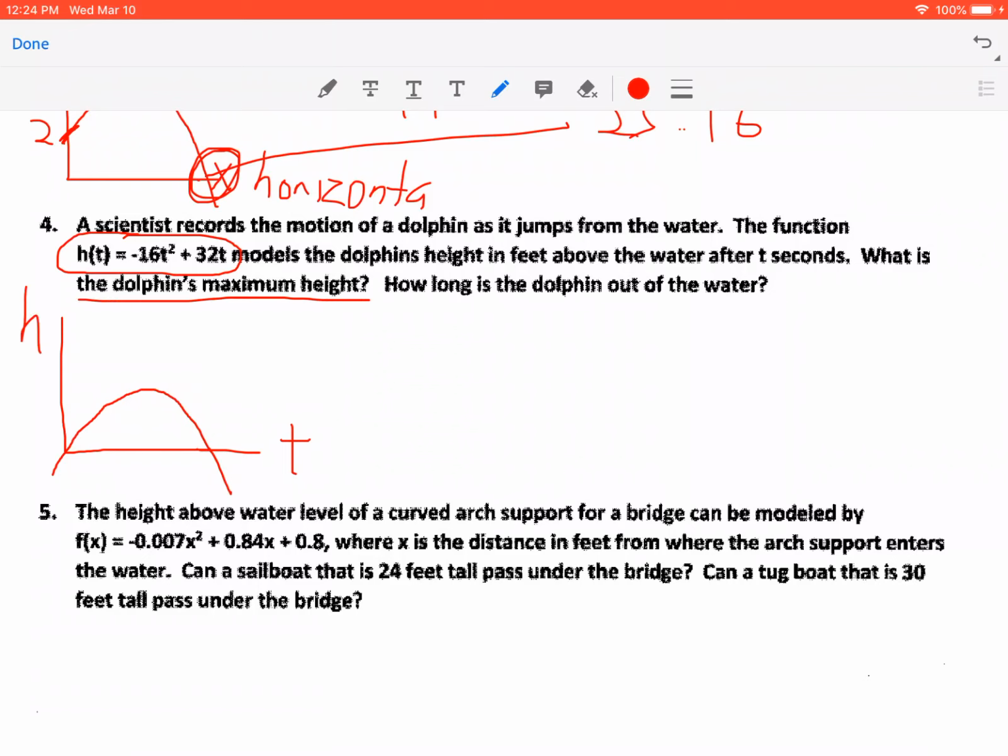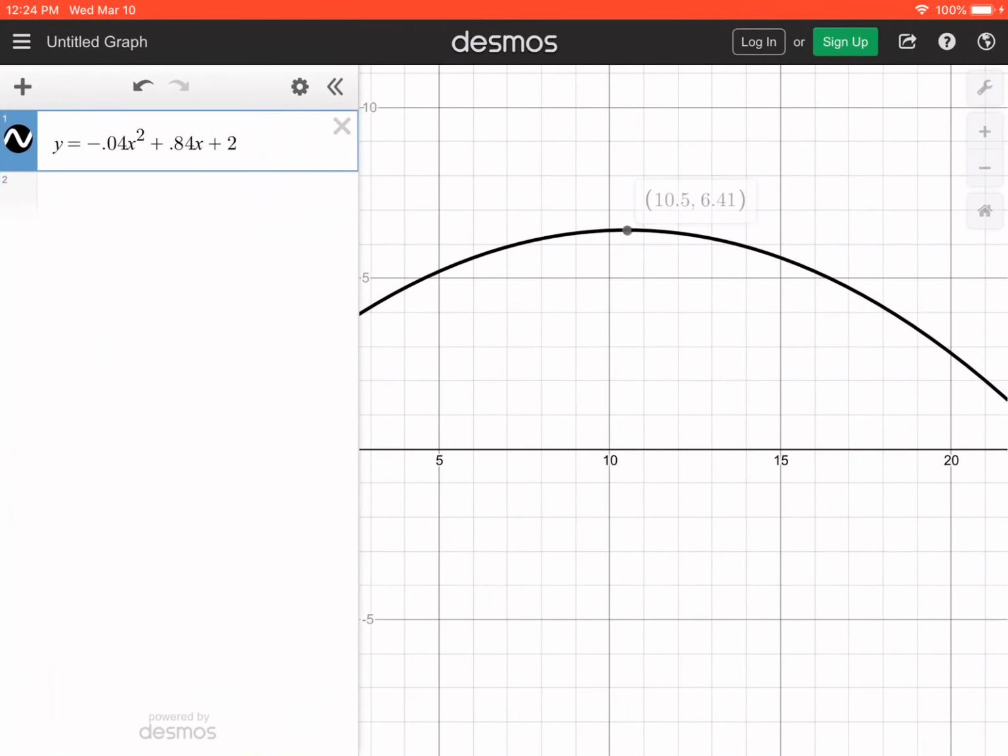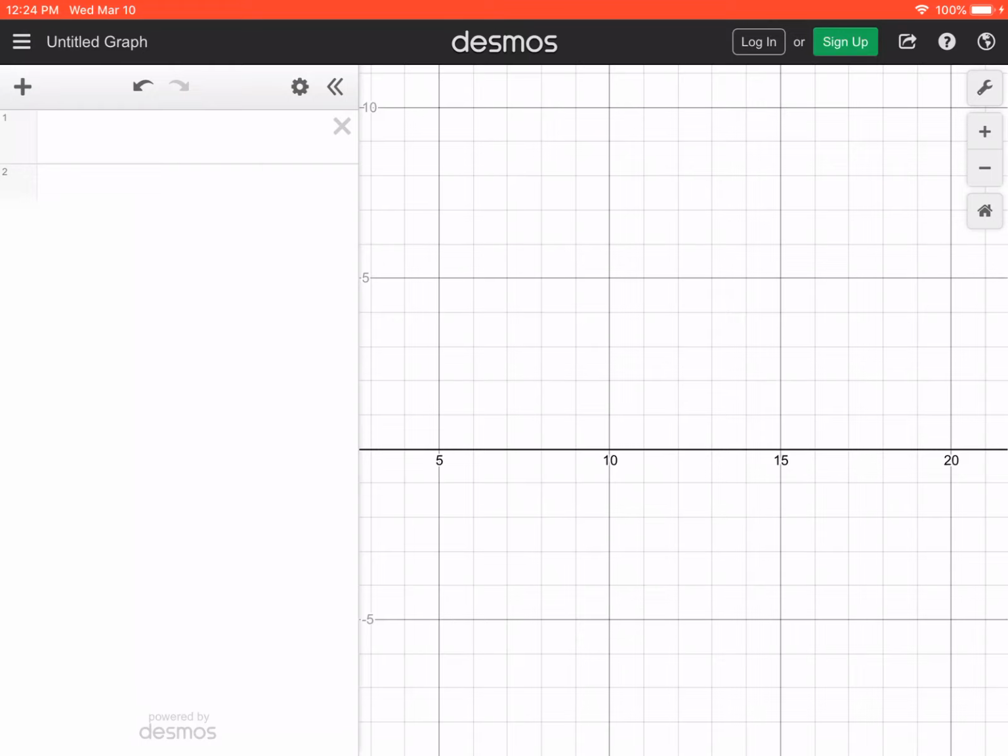What is the dolphin's maximum height? That's the y-coordinate of the vertex. How long is the dolphin out of water? So what we're trying to figure out is the time from here to right here when he lands. So I'm also finding that 0 again. All right, same thing. I'm just going to type them in real quick, see what we get. Clear this one.